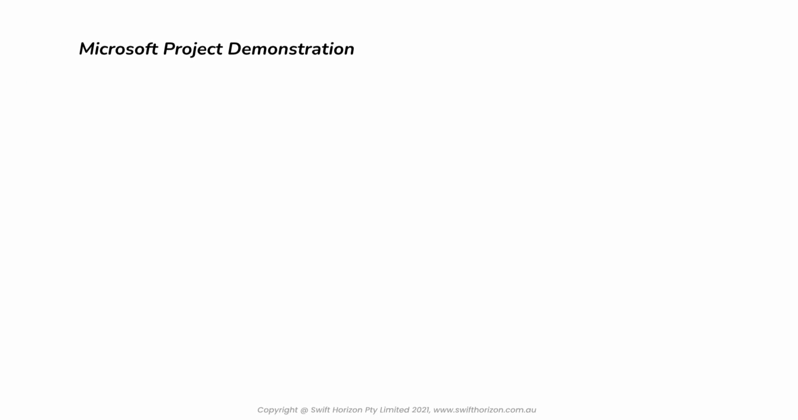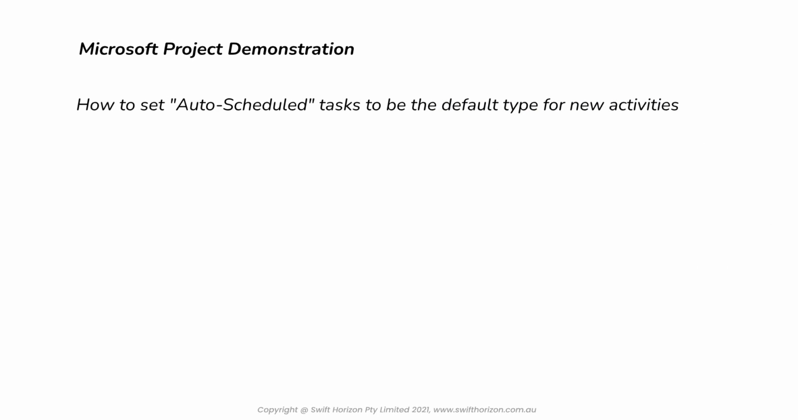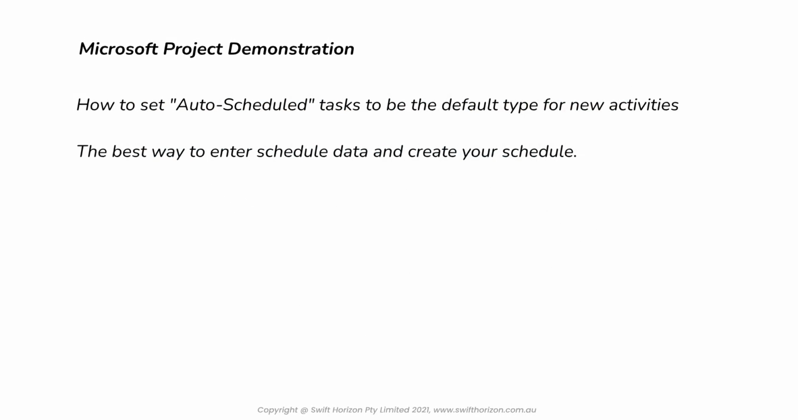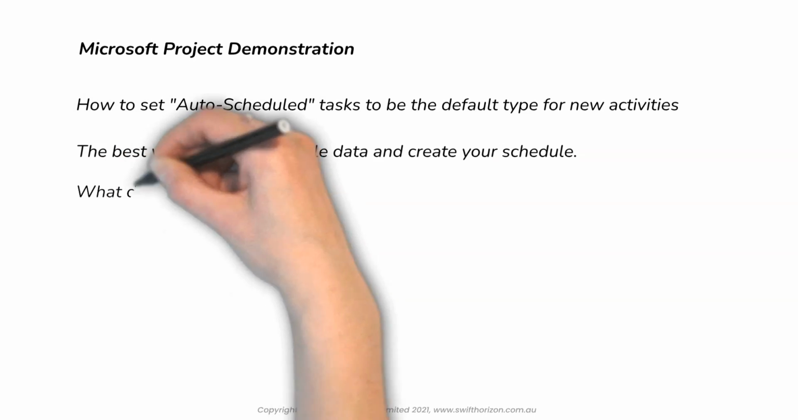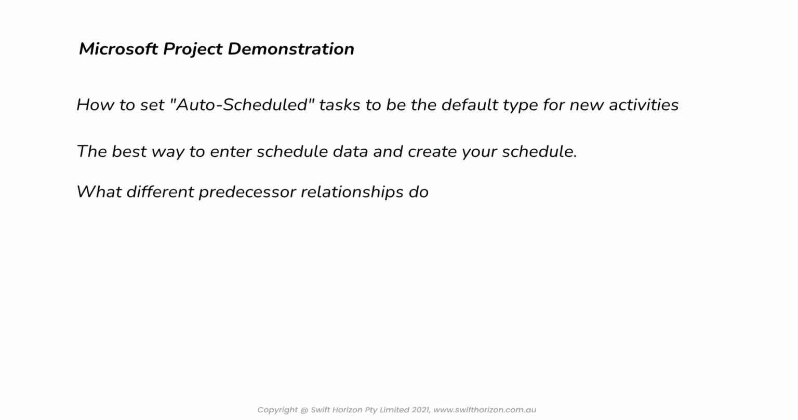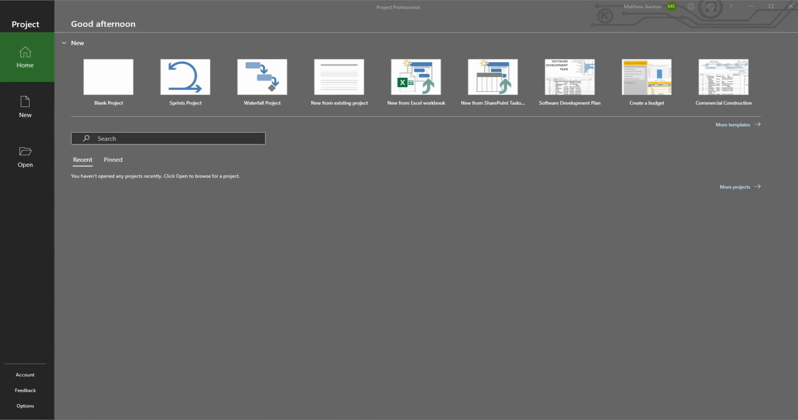Let's see what this all looks like in Microsoft Project. I am now going to demonstrate how to set auto-scheduled tasks to be the default type for new activities, and then I will show you how to enter scheduled data. Finally, I will show you what different predecessor relationships do. When you first open Microsoft Project, this is what you should see.